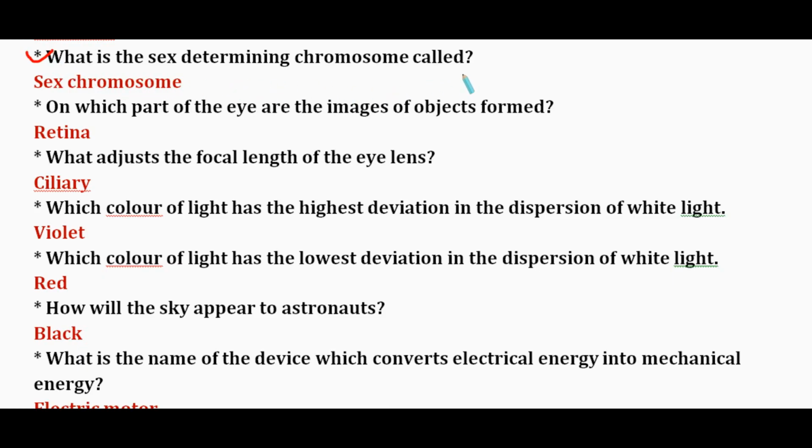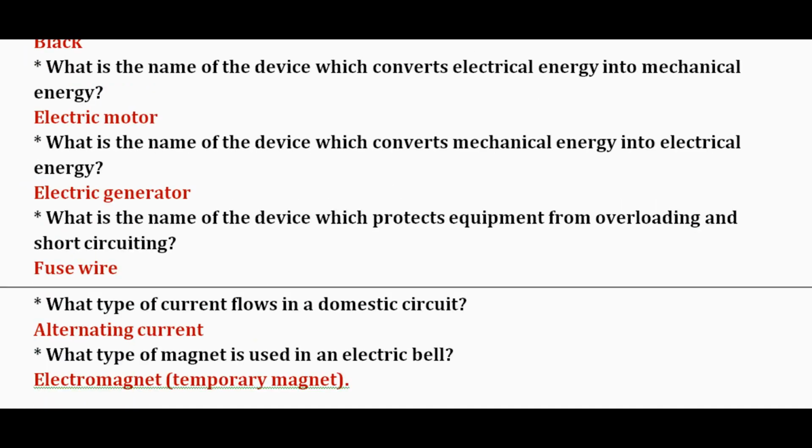What are the sex determining chromosomes called? Sex chromosomes. On which part of the eye are the images of objects formed? Retina. What adjusts the focal length of the eye lens? Ciliary muscles. Which color of light has the highest deviation in the dispersion of white light? It is violet. Which color of light has the lowest deviation in the dispersion of white light? It is red. How will the sky appear to the astronauts? Black.